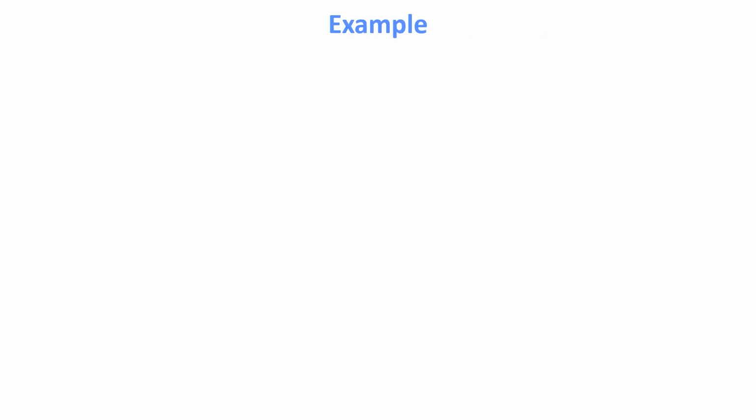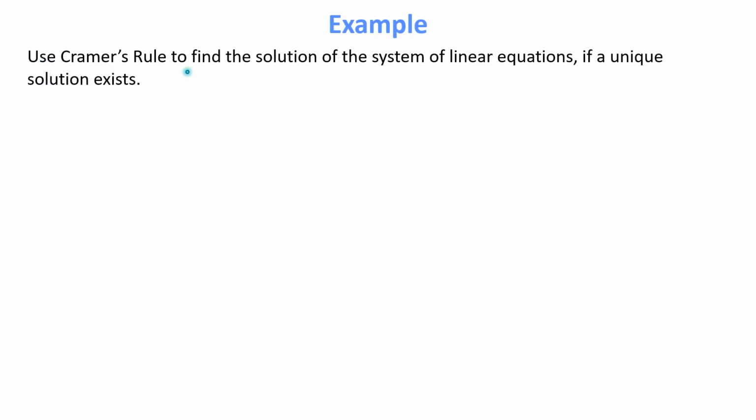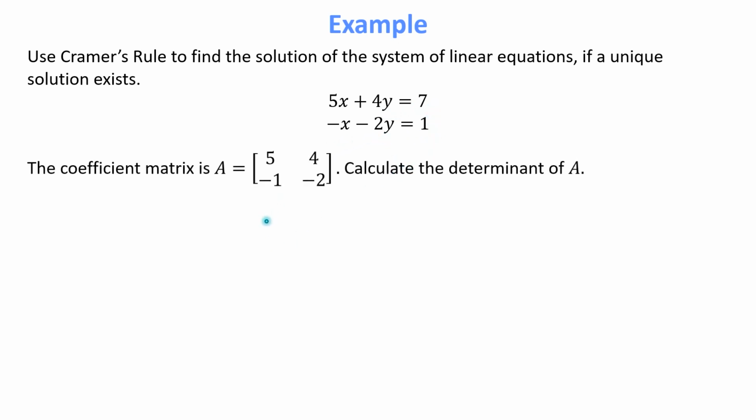Let's have a look at an example now. So we're going to use Cramer's rule to find the solution of the system of linear equations if a unique solution exists. So here's our system, 5x plus 4y equals 7, and minus x minus 2y equals 1. So first of all, we note that the system's coefficient matrix is given by the entries 5, 4, minus 1, minus 2. So we get this from where? The equations here. 5, 4, minus 1, minus 2. So this is the system's coefficient matrix.